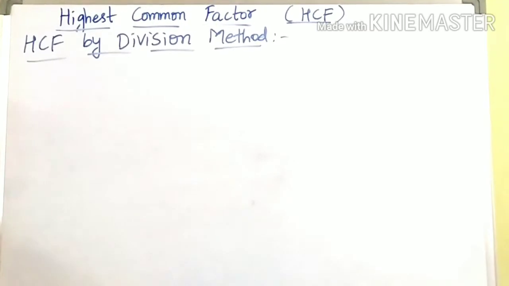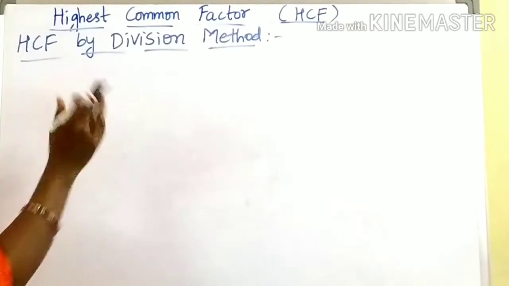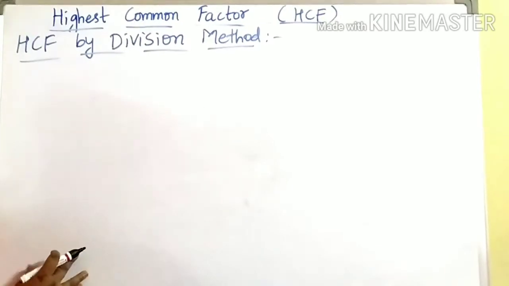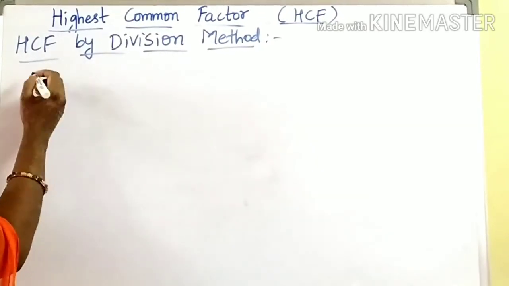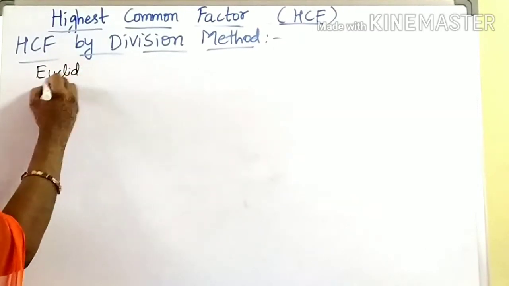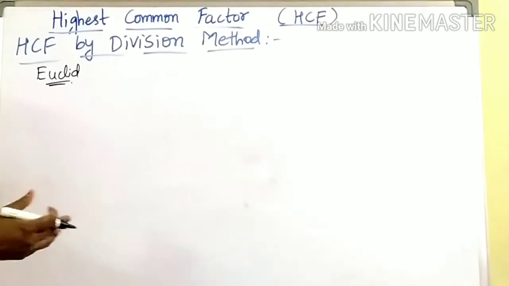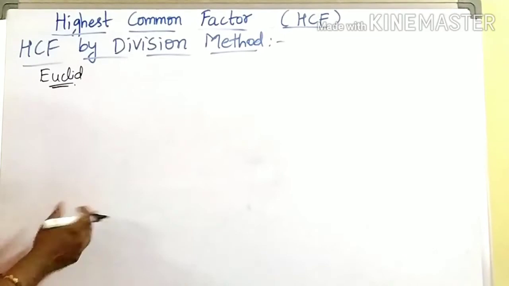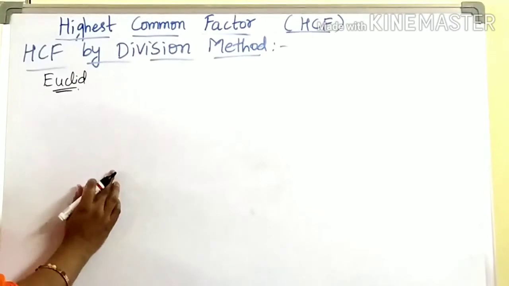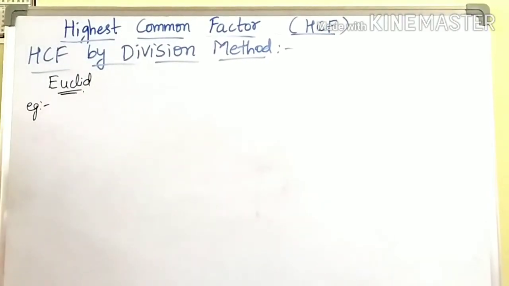Coming to next, HCF by division method, children. Division method is nothing but dividing the given numbers simultaneously to get the common factors between them. This method of division was invented by the Greek mathematician Euclid. In this method, we divide the larger number by the smaller number, then divide the previous divisor by the remainder until the remainder is 0. So the last divisor is the HCF of the numbers. I will explain by taking an example here.